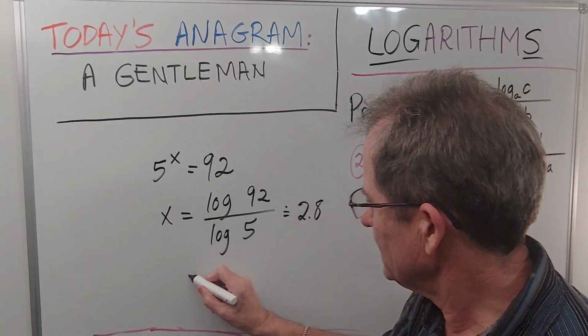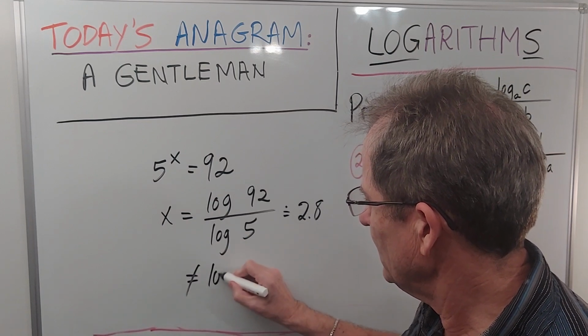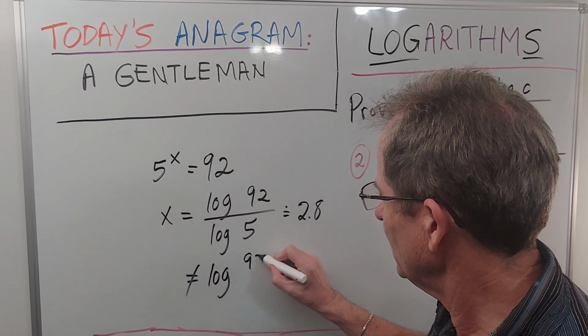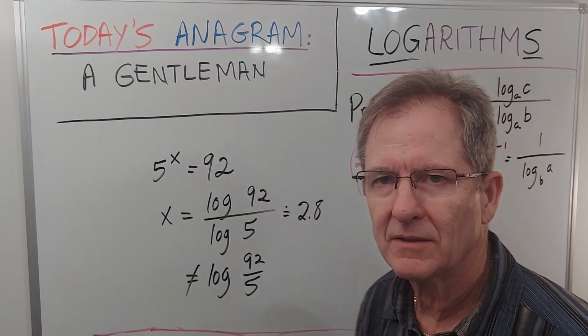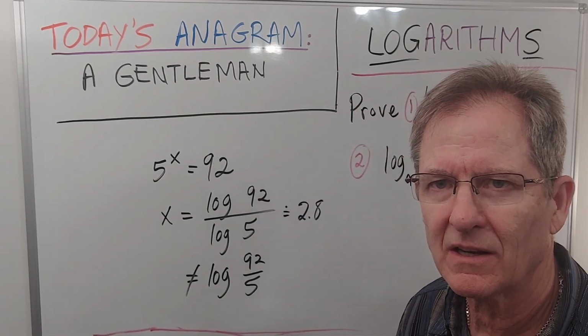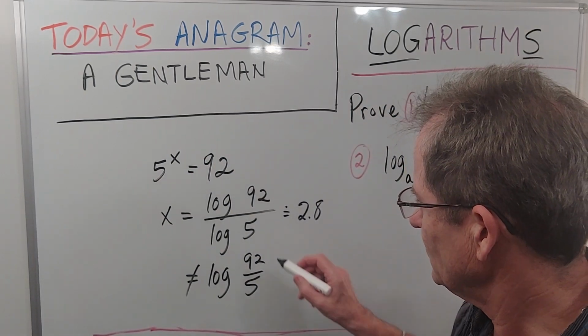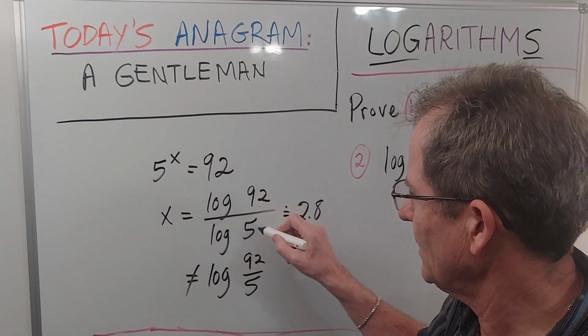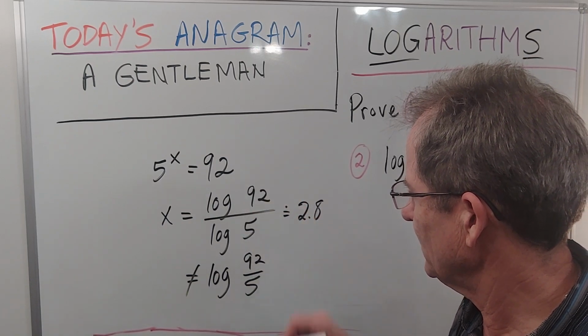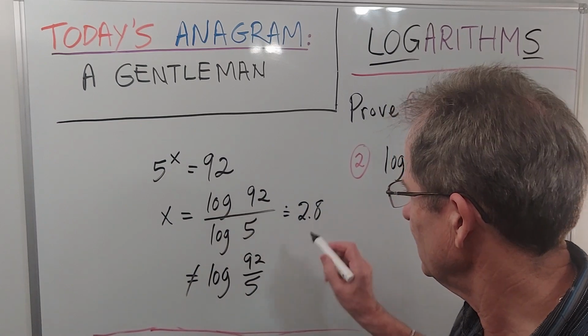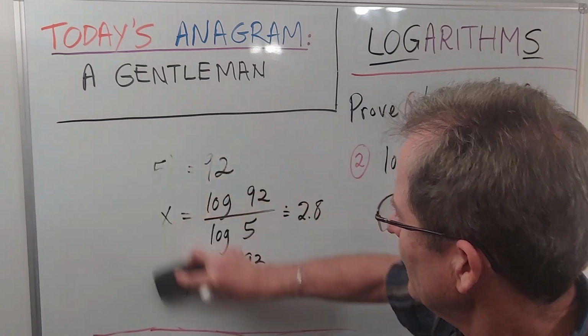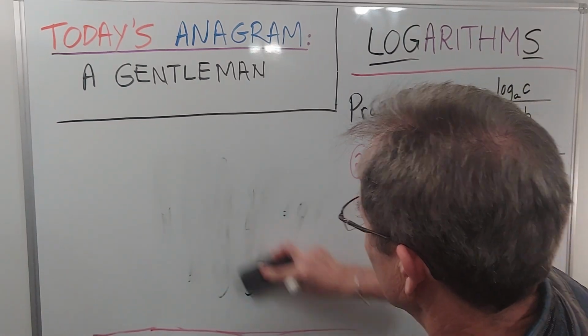What I want to point out is that this is not the same as the log of 92 over 5. Don't make that mistake. Check on a calculator, it's not the same thing. So if you're rushing and you skip a step or two, you might put this, but it's not equal to that. Okay, let's do the proofs.